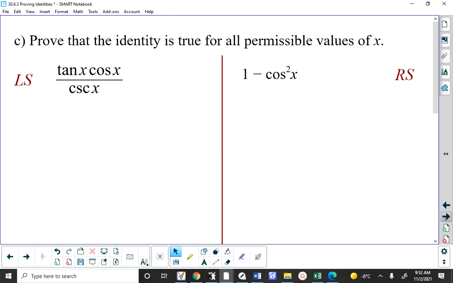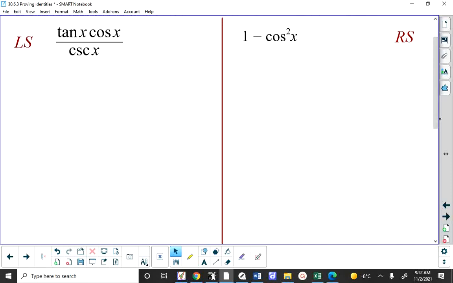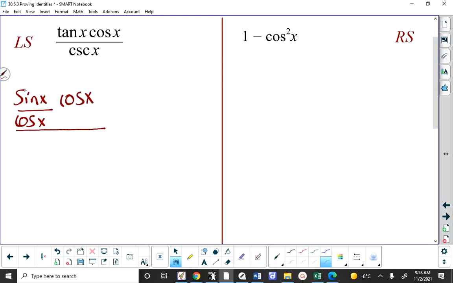If you're starting to see these things, like you start to see tangent as sine over cos, and 1 minus cos squared is maybe sine squared. But here's how you do it on paper. I'm going to work on the left-hand side, and I'm going to rewrite this as sine of x over cos of x times cos of x over 1 over sine of x.